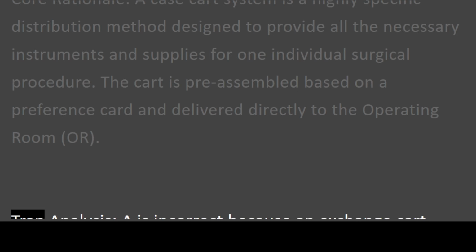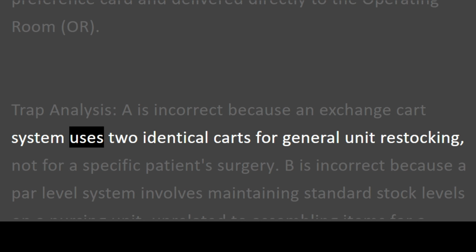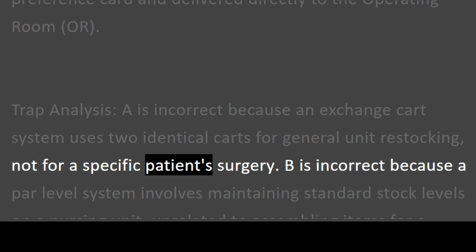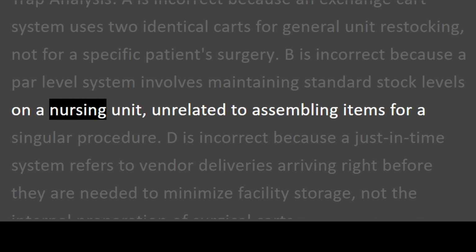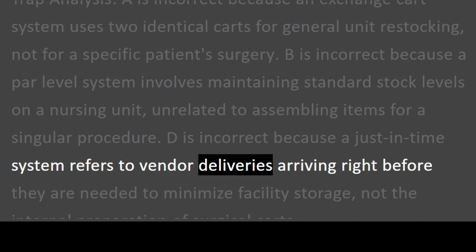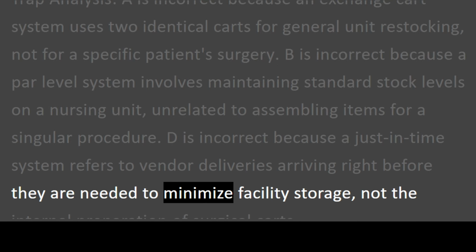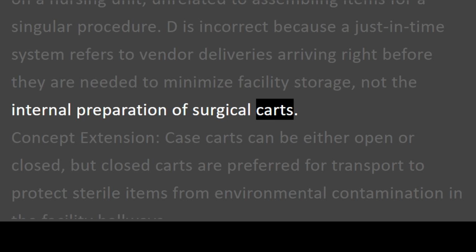Trap analysis. A is incorrect because an exchange cart system uses two identical carts for general unit restocking, not for a specific patient's surgery. B is incorrect because a PAR level system involves maintaining standard stock levels on a nursing unit, unrelated to assembling items for a singular procedure. D is incorrect because a just-in-time system refers to vendor deliveries arriving right before they are needed to minimize facility storage, not the internal preparation of surgical carts.